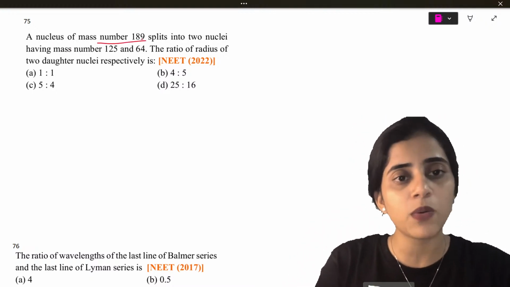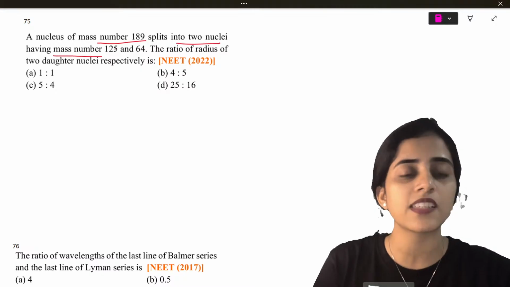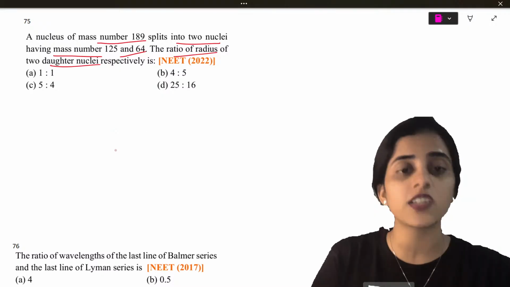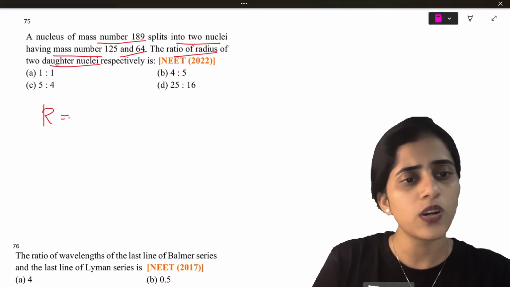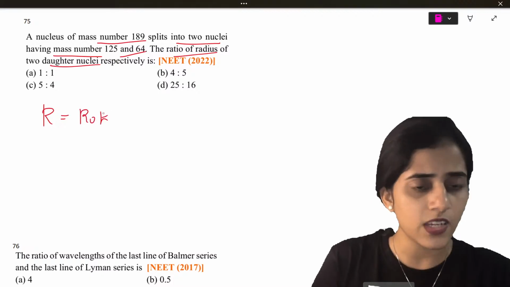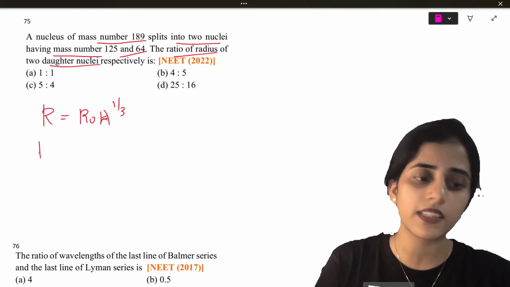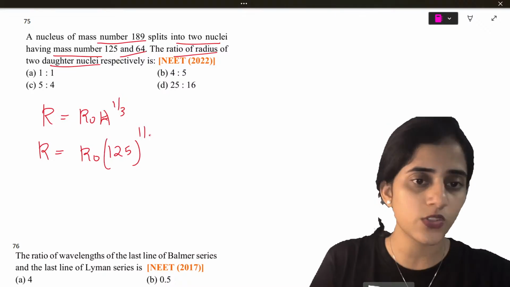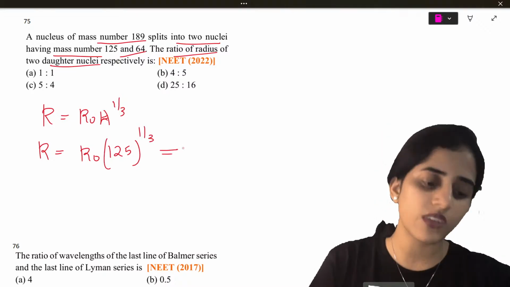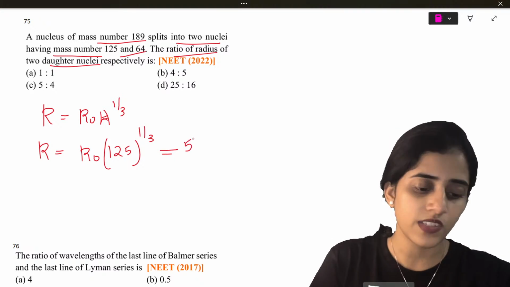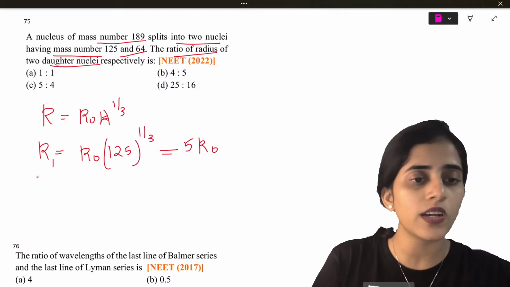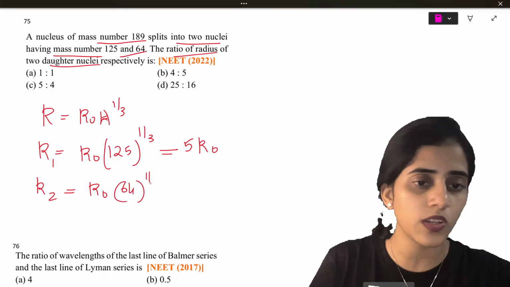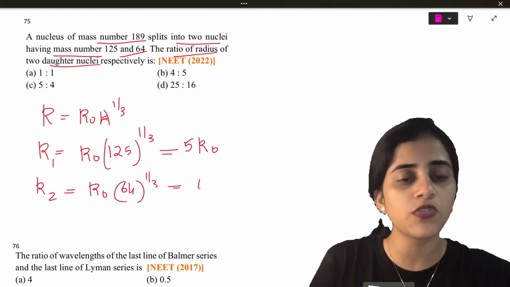A nucleus of mass number 189 splits into two nuclei having mass numbers 125 and 64. The ratio of the radii of the two daughter nuclei respectively is. What is the formula? R is equal to R naught A raised to 1 by 3. So R1 is equal to R naught 125 raised to 1 by 3. 125 raised to 1 by 3 is 5. So it is 5 R naught. This is R1. So what will R2 be? R2 will be R naught times 64 raised to 1 by 3, which is 4 R naught.